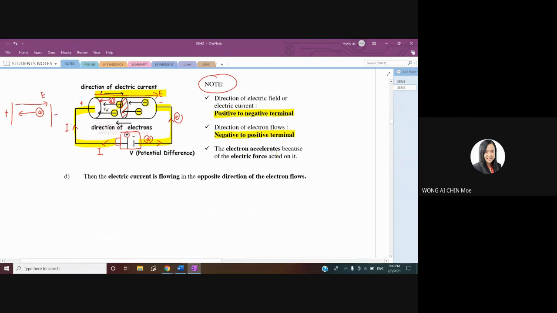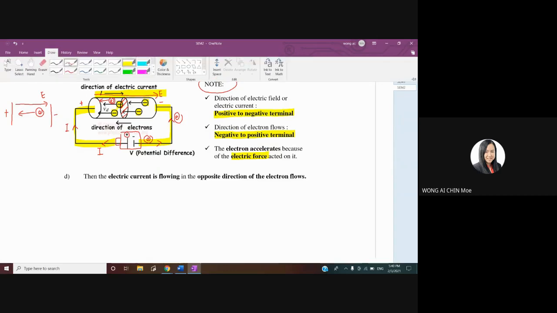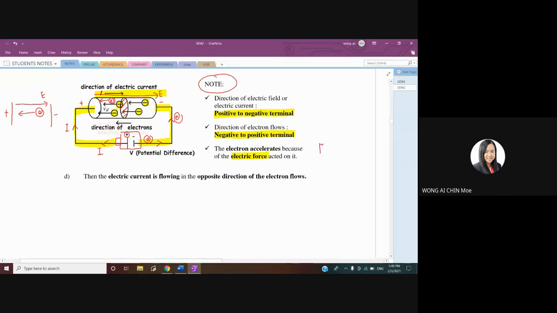The electrons accelerate because of the electric force. Why do we have electric force? Because of our equation, F equals EQ. When there is an electric field and there is a charge, so it will experience an electric force. You must go back to chapter 1. For this case the charge is an electron, so automatically it will experience an electric force.